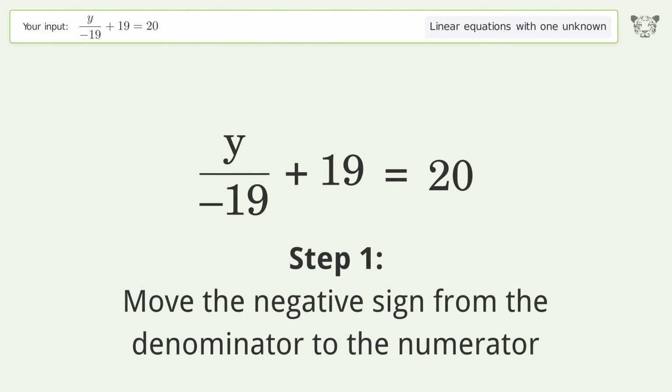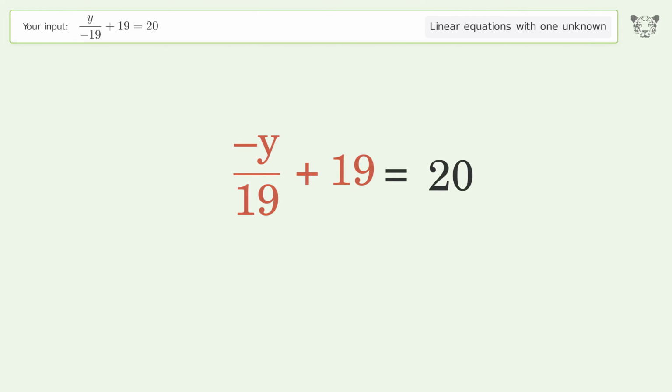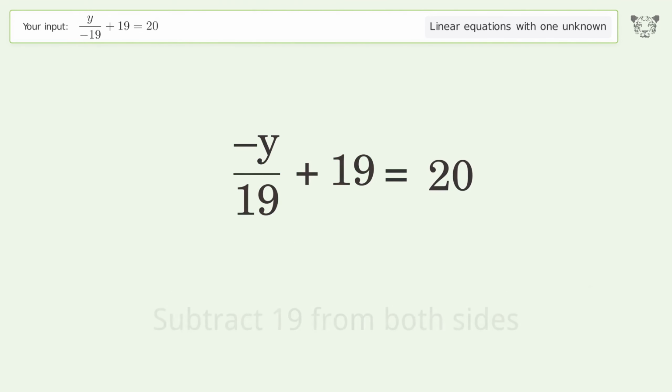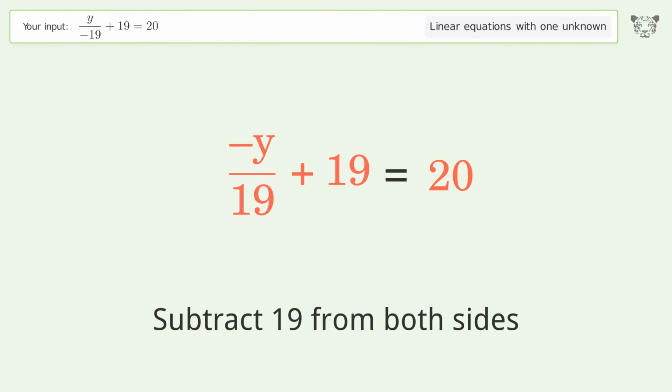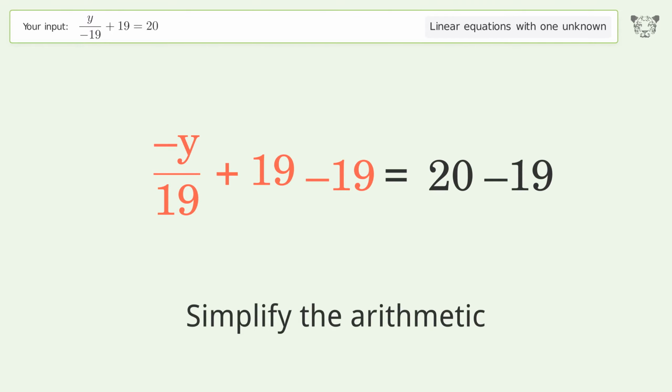Move the negative sign from the denominator to the numerator. Group all constants on the right side of the equation. Subtract 19 from both sides. Simplify the arithmetic.